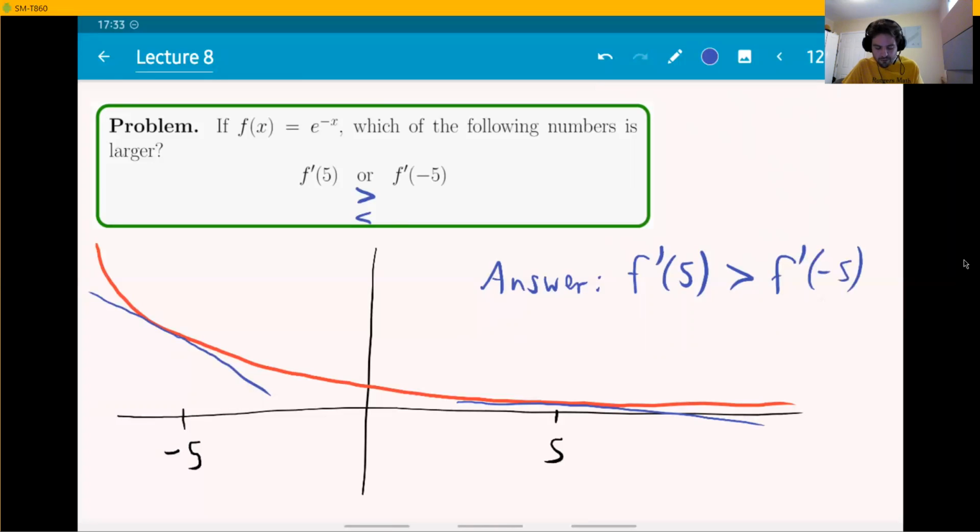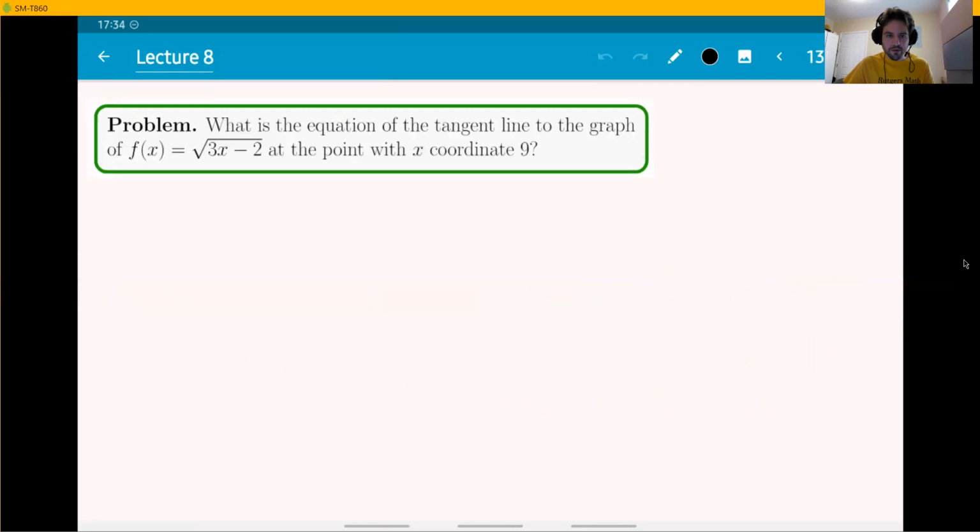For example, f prime of 5, looking at the graph, if you had to guess, both are negative, but f prime of 5 is a negative number with a small size, maybe like -0.1. And f prime of -5 right here, again, a negative number, but with a large size. Maybe that one is -10. I'm just guessing here. Those are not the answers, but to show us how I know which one is larger. All right. So this is just to reinforce this idea of the derivative as the slope of the tangent line. I will leave problems like this one for the recitation.